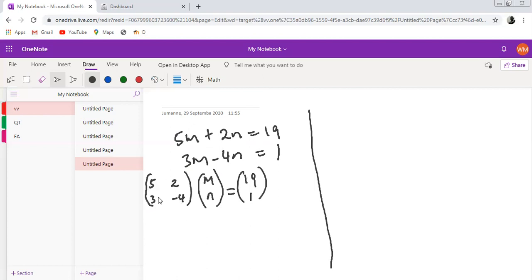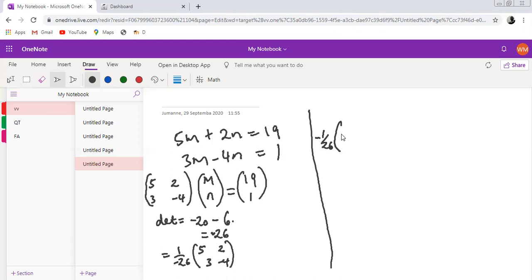The next step is to find the inverse of this matrix, and we multiply that inverse on both sides. First, let us get the determinant of this matrix, which is 5 times negative 4, which is negative 20, minus 3 times 2, which is 6, so negative 26. That is the determinant. So the inverse is going to be 1 over negative 26 times [5, 2; 3, -4]. This is what we need to multiply on both sides of this matrix equation.